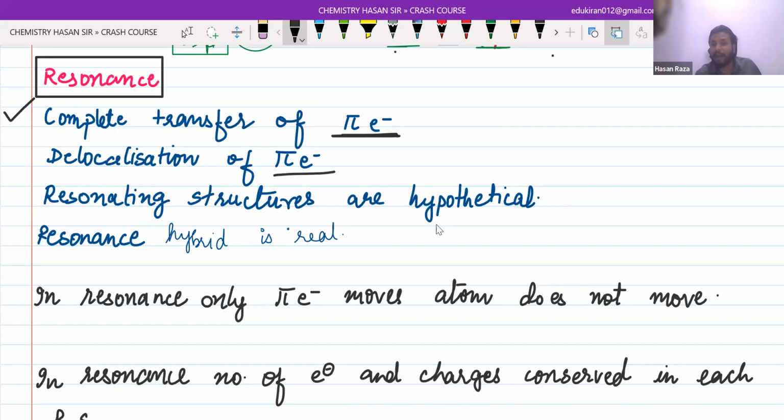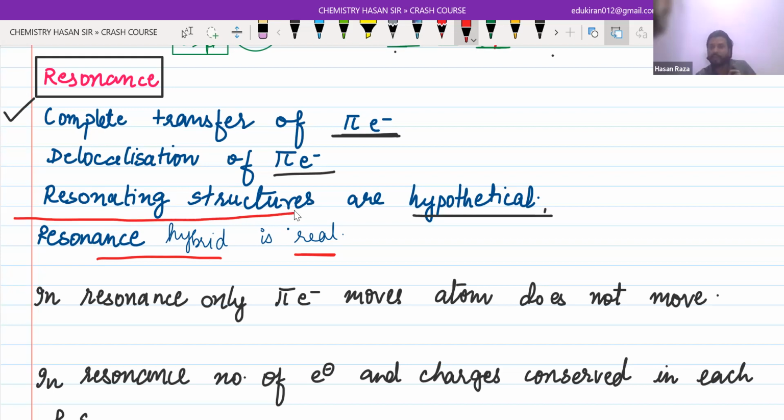Resonating structures are hypothetical structures, and then comes the resonance hybrid, which is real. This resonance hybrid will be drawn with the help of resonating structures. But resonating structures are hypothetical, and resonance hybrid is the real structure. Is that clear? We will draw some resonating structures.